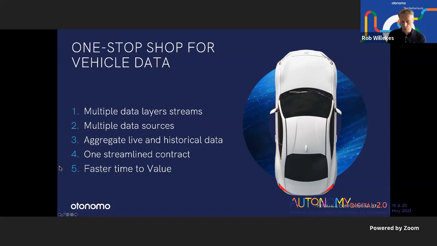So what does Otonomo offer? We offer a one-stop shop for vehicle data. So we offer the different kinds of data. We offer it in live mode and in historical mode. So if you want to go 12 months back, we can also give you historical data.